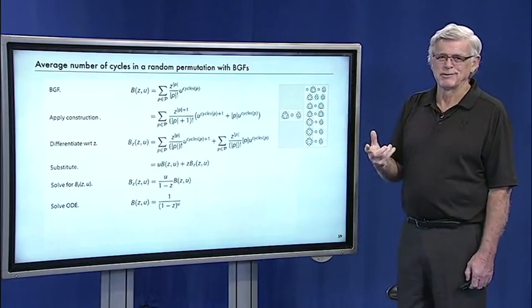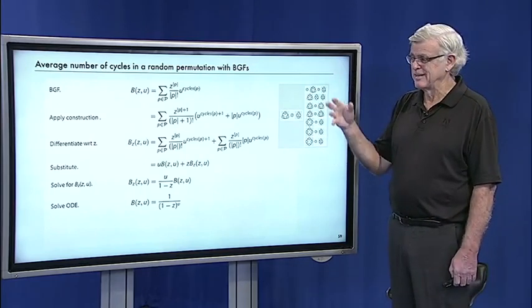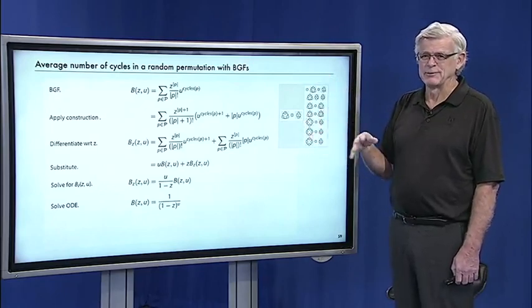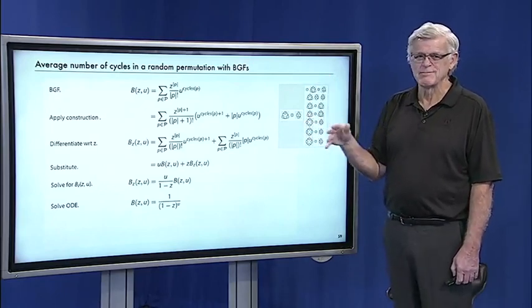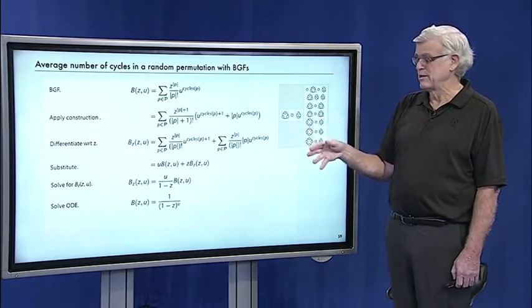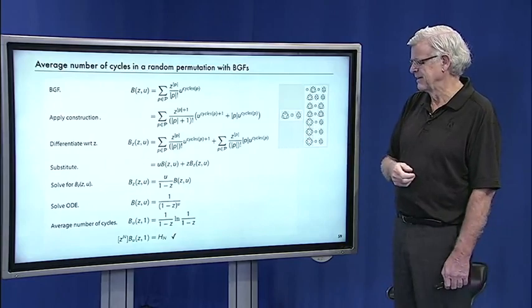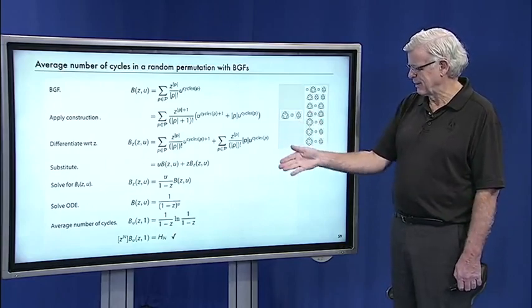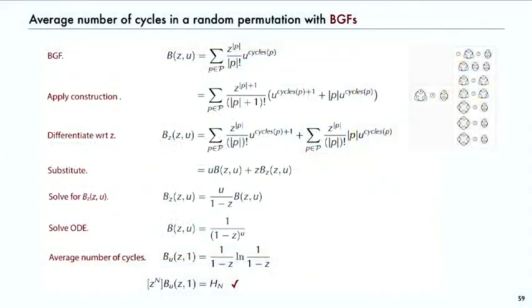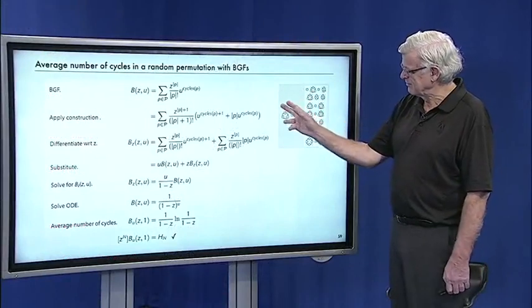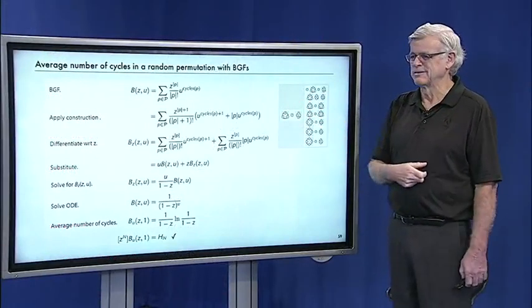And what do we want from that formula? What we want is the average value of our parameter. How do we get the average value of that parameter? For any bivariate generating function, all we do is differentiate with respect to u and evaluate at u equals 1. Differentiate with respect to u, evaluate at u equals 1, you get 1 over 1 minus z log 1 over 1 minus z. And the coefficient of z to the n in that is your average, which is the harmonic numbers. So the same kind of construction leads us to our result.